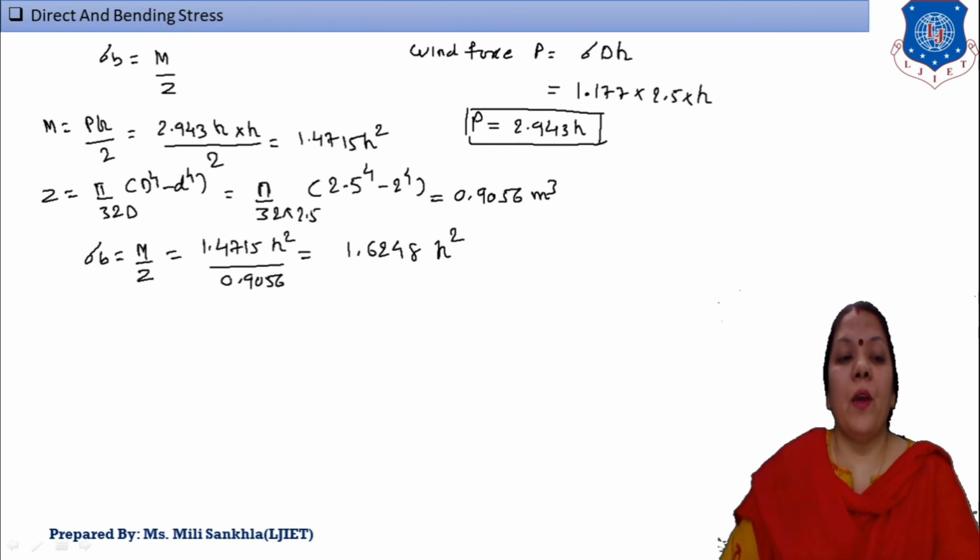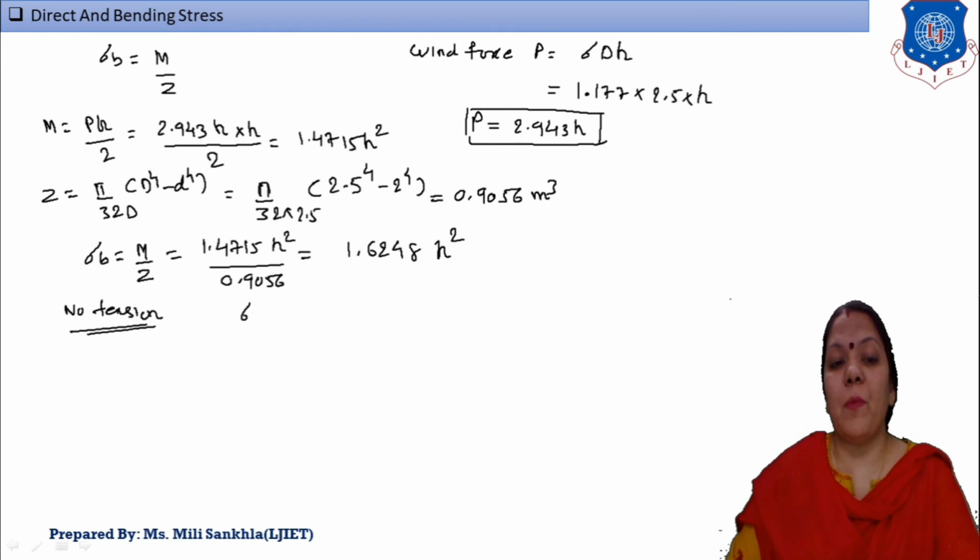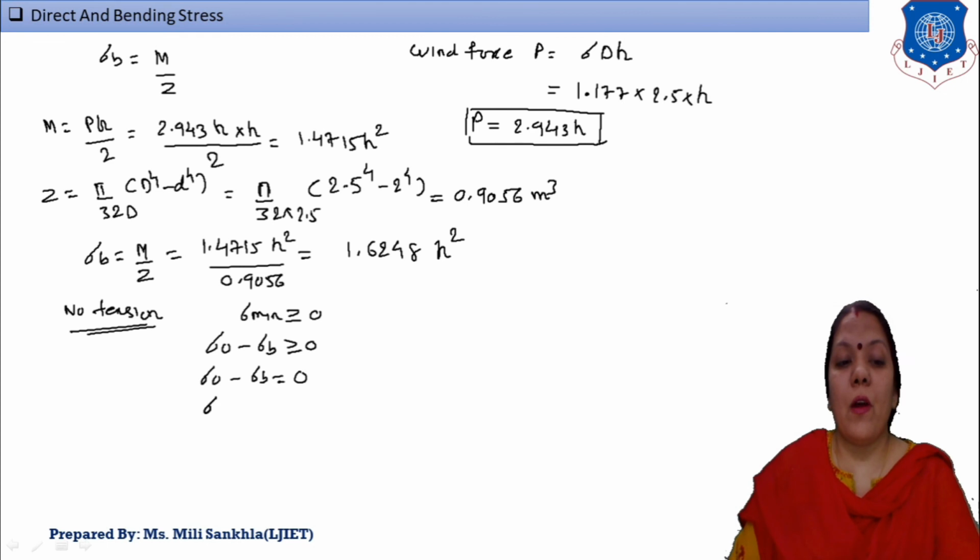But we have to find the value of h, and it is mentioned in the given data that for the no tension condition, sigma minimum is greater than or equal to 0. Now what is the equation of sigma minimum? Sigma minimum is the difference between direct stress and bending stress, and that is equal to 0. To solve, here I take the difference between direct stress and bending stress equal to 0. Now direct stress is equal to bending stress.